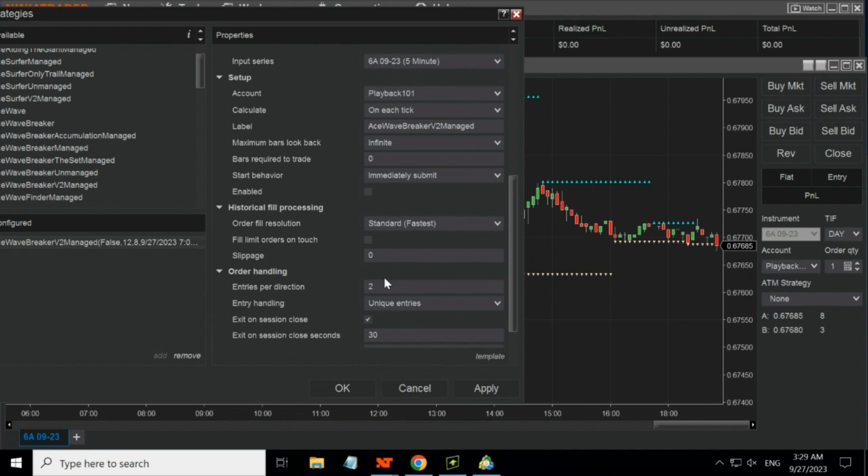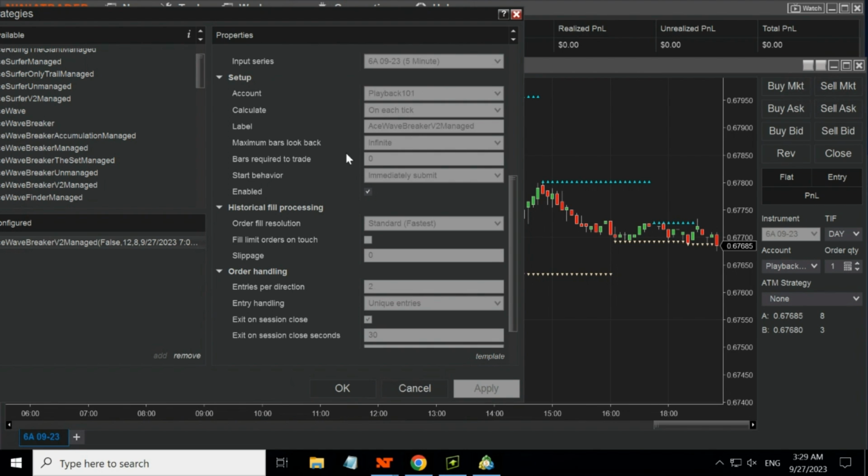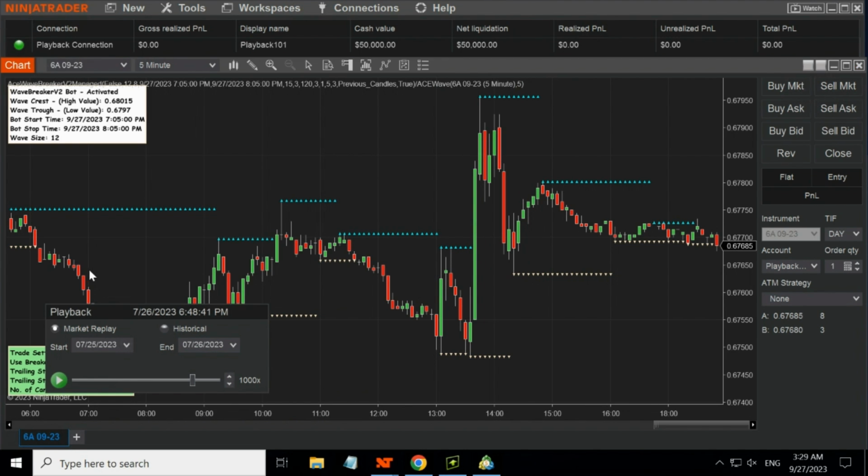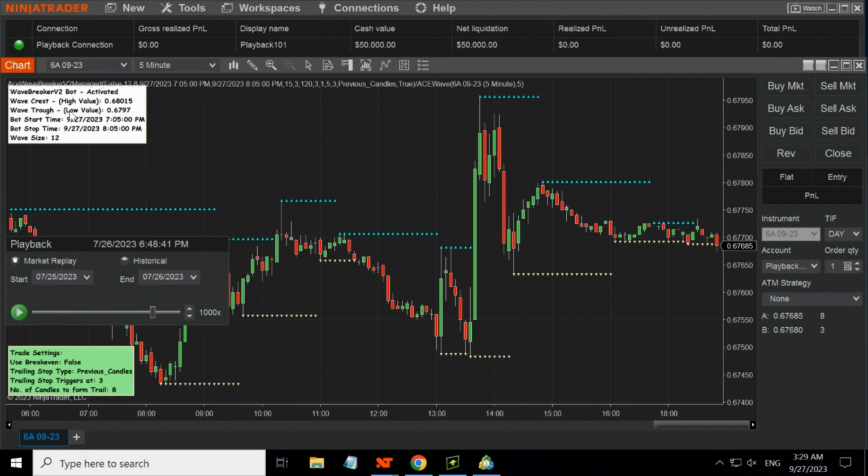Okay, but that's okay. None of this you need to worry about. It's already set up already. But we're going to enable this, and we're going to apply. And what that will do is it will add the bot to the chart, and you can see I've got all my information up here, my wave crest, and that's from the previous day, but now this will change as soon as that 7:05 time hits.